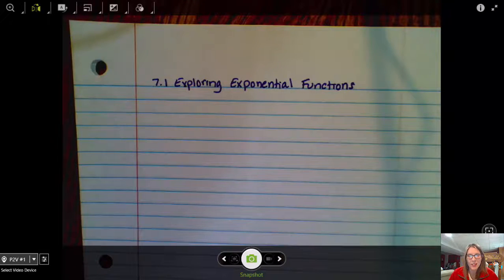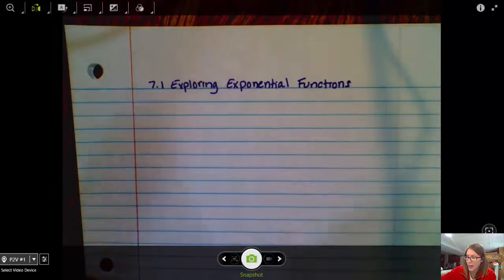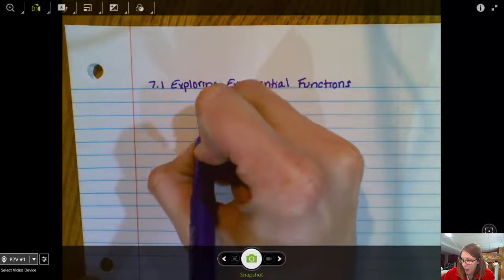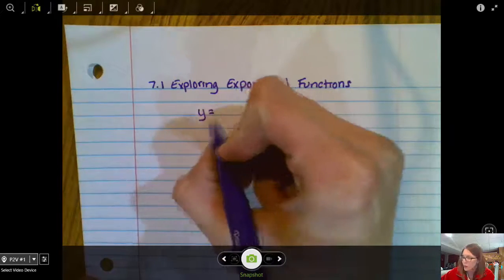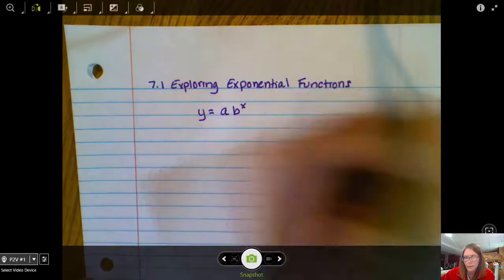All right, starting chapter 7. Chapter 7 is all about exponential and logarithmic functions. So section 1 here, we're just exploring exponential functions and seeing what they look like. You probably learned a little bit about exponential functions in Algebra 1. Exponential functions are in the form y equals a times b to the x power.